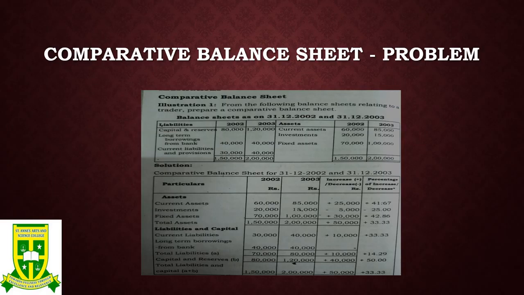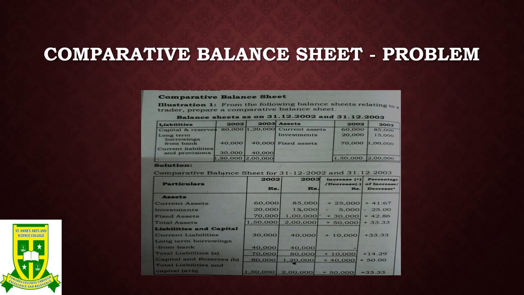And the next one is the long-term borrowings from the bank. So the first year is 40,000, the second year is also 40,000. So there is no decrease or increase, it will be nil. So no need of calculating the percentage for that also. And next one is total liabilities. So if you add the current liabilities and long-term borrowings from the bank, you will be getting the total liabilities. So total assets and total liabilities we have found out.